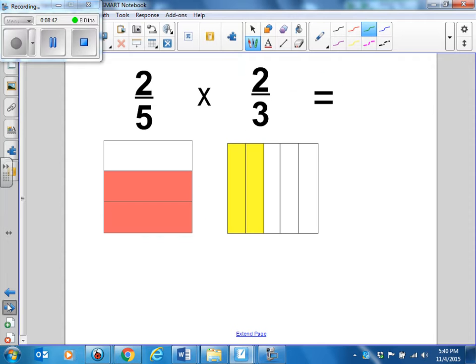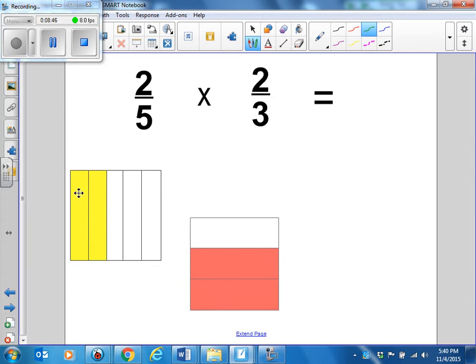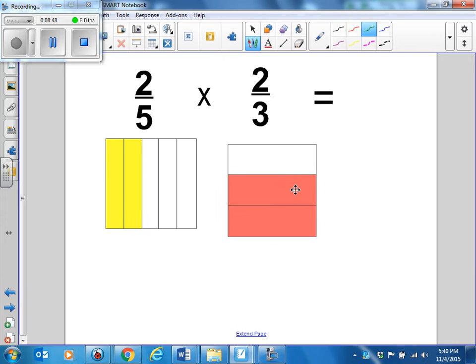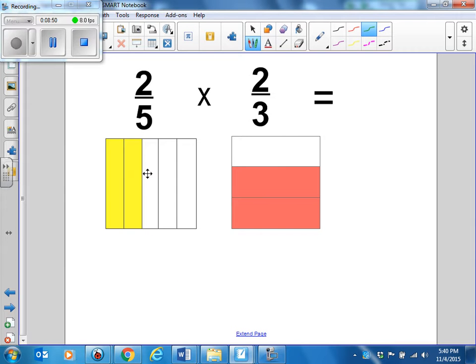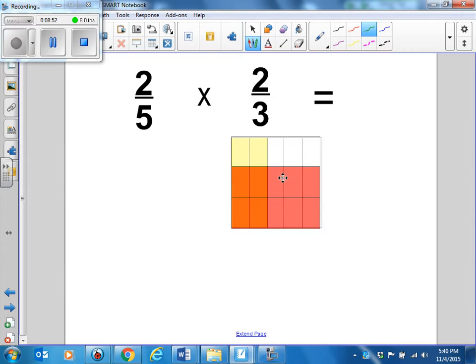All right, let's go and look at another example. So here we have 2/5 and 2/3 shaded. I'm going to go ahead and put those together. And I'm going to look to see where do my colors overlap. Well, 1, 2, 3, 4. 4 out of 5, 6, 7, 8, 9, 10, 11, 12, 13, 14, 15. Out of 15. So 4 out of 15 total boxes are shaded both colors.